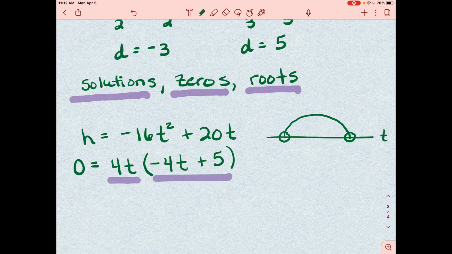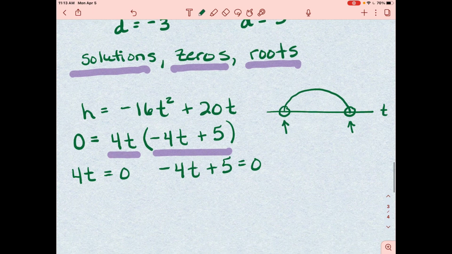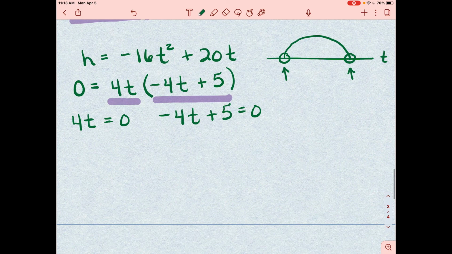So because of the 0, each of these can be equal to 0. So I could say 4t equals 0. And then I can also say that negative 4t plus 5 equals 0. And notice that I was kind of looking for 2 times anyway because Penny started on the ground. She jumped up to go through a cool ring or something, and she landed on the ground again. So let's solve both of these little equations.